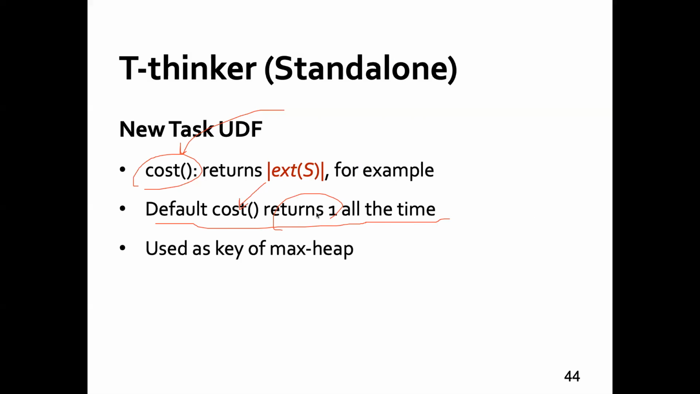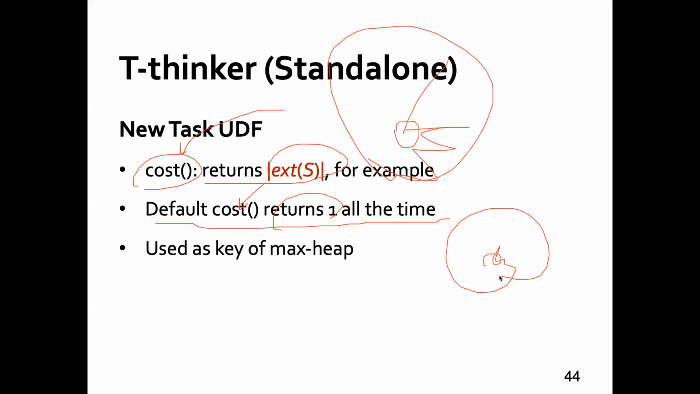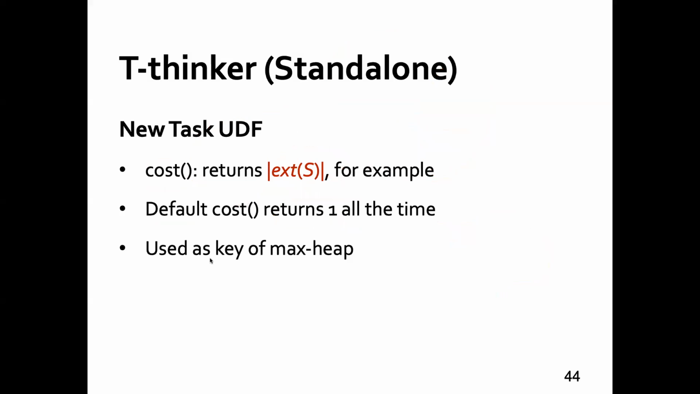But more often than not, we will give the extension size. Because think about it, if now I want to extend and my 2-hop has 1 million neighbors, that's going to be way more expensive than if my 2-hop has just 10 neighbors. So we will return this in our actual application code. And this will be used because it's a virtual function that the task class knows, so this will be used by the system as the key when you pop out of the priority queue.